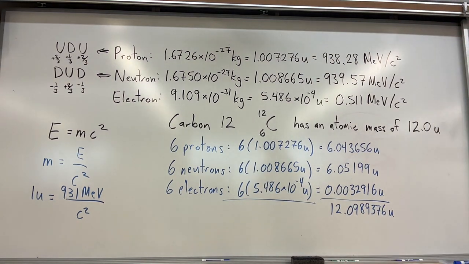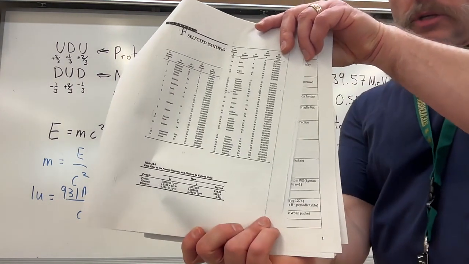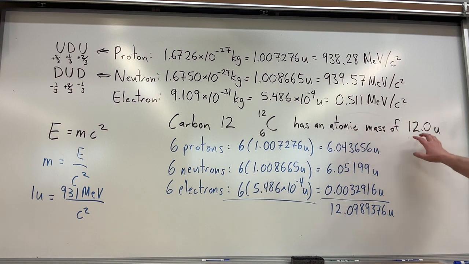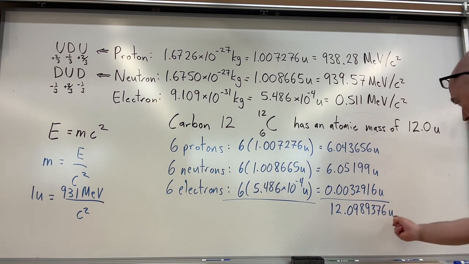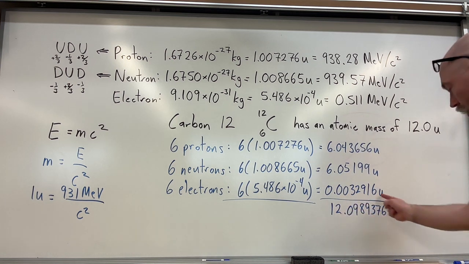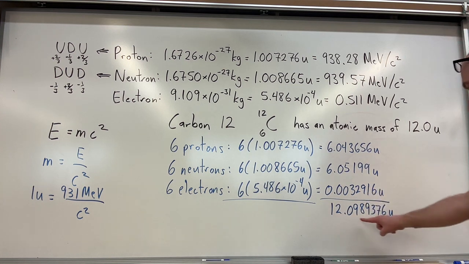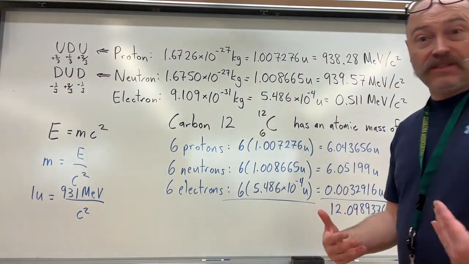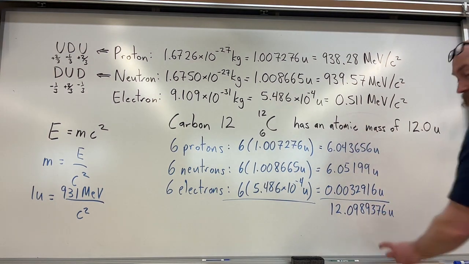But if you look on this page in your notebook, you will see, if you look up carbon 12, carbon 12 has its atomic mass is exactly 12.0000 unified atomic mass units, okay? Which means there is a mass defect of just this number here. So my mass defect is this 0.0989376. So then it's like, well, what the heck happened? Well, because I add all these up and I'm off by this much mass.